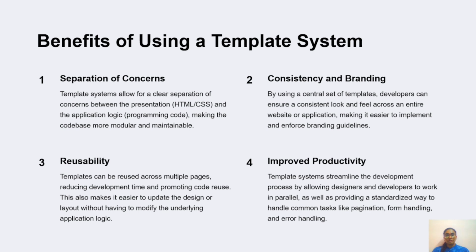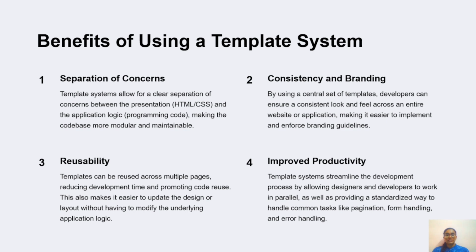Now let's look into the benefits of using the template system. The four major benefits are separation of concerns, consistency and branding, reusability, and improved productivity. Let's look into separation of concerns. Template systems allow for a clear separation of concerns between the presentation, like HTML or CSS, and the application logic, that is the programming code, making the code base more modular and also maintainable.